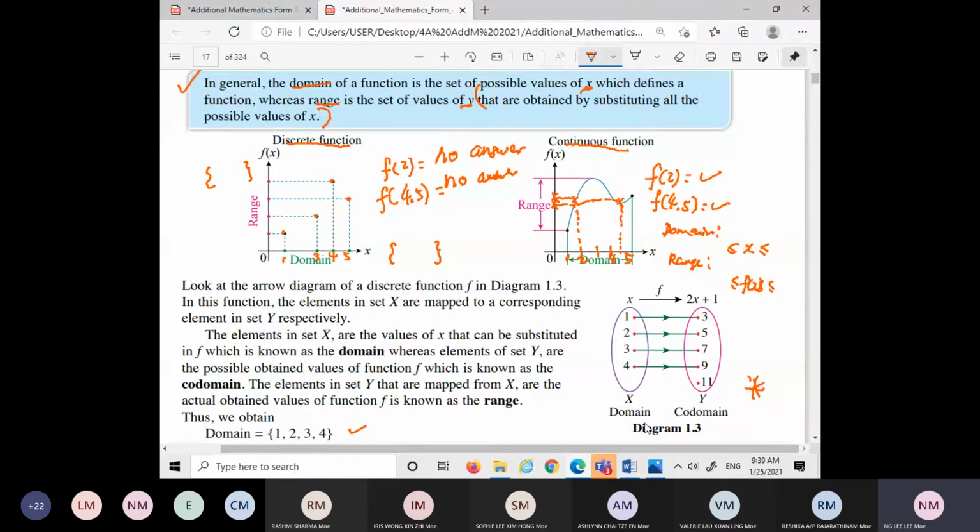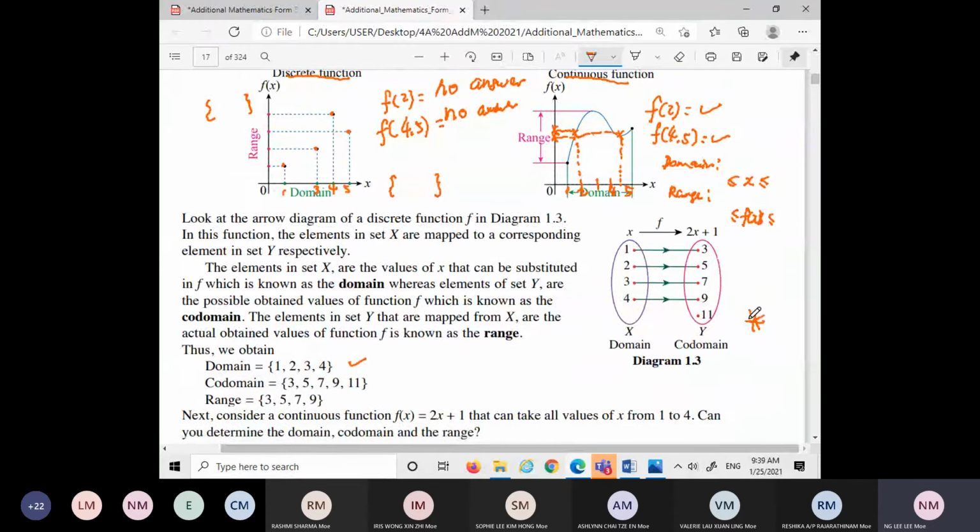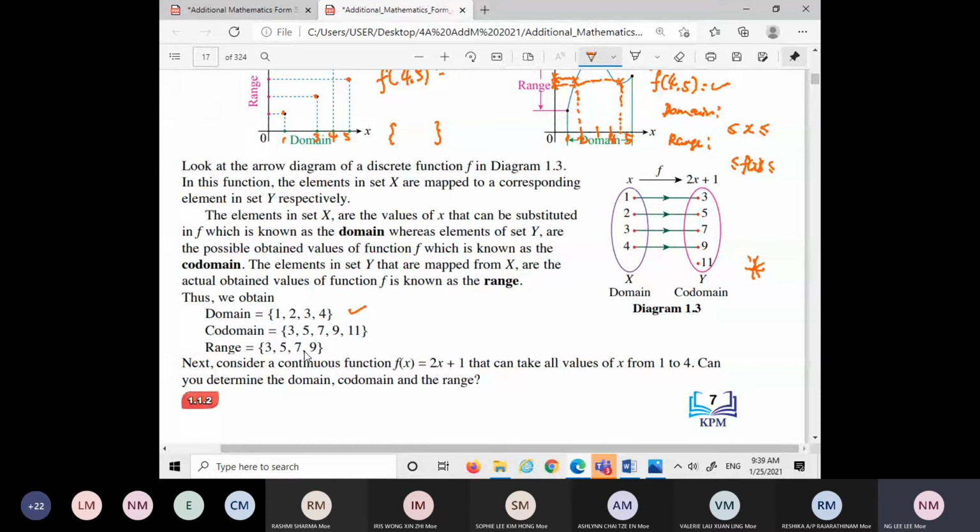That means you substitute 1, you get 3. You substitute 2, you get 5. You substitute 3, you get 7. You substitute 4, you get 9. But the 11, you don't see, because nothing gives you 11. So the range will be 3, 5, 7, and 9. This is from the definition, how you get the difference between range and codomain.